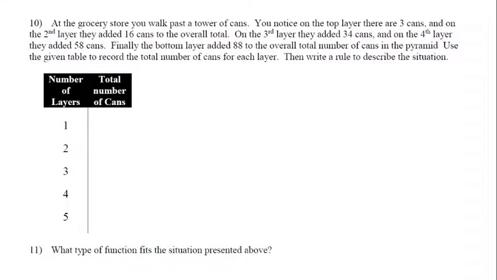All right, the back side of the paper. It's a little word problem. You can handle it. It says at the grocery store, you walk past a tower of cans. You notice the top layer there are 3 cans. On the second layer, they added 16 to the overall total.